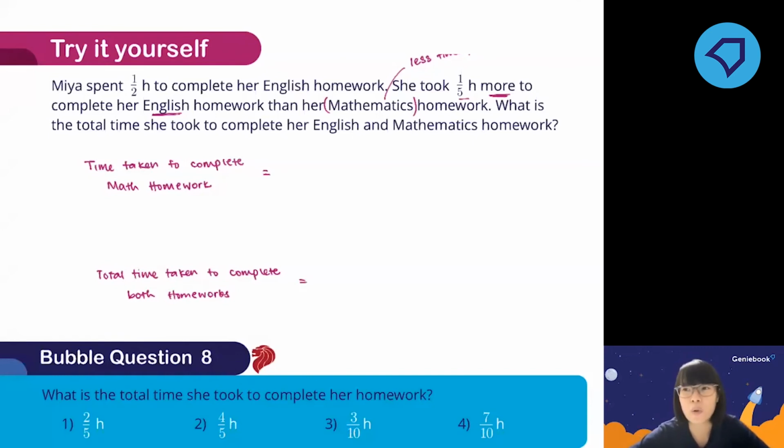So let's take a look over here. What's the first thing you need to do? We want to find the time taken to complete the maths homework. Do you do addition or subtraction? We know that she took more time to finish English, means she took less time to finish maths. Correct? If she takes less time to finish maths, do you do addition or subtraction? Yes, minus. So we are going to take half an hour minus 1/5 hour less.